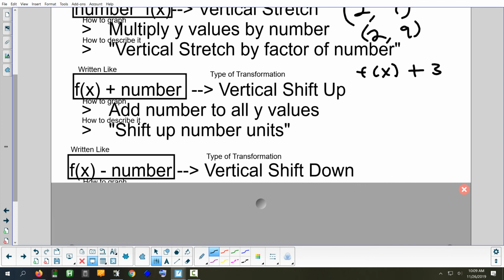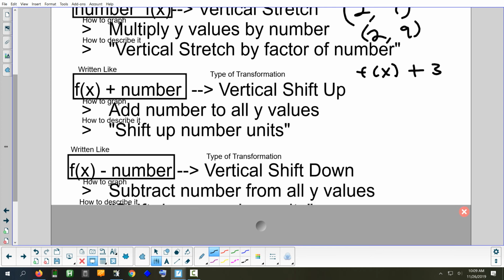So when you have a function and you minus a number, it's going to shift it down. What that would do is make all your y values lower. So if you had the coordinate 1, 4, and I said take it and move it down 2, it would turn into this coordinate. The y value would go down 2. Left and right is the x value.